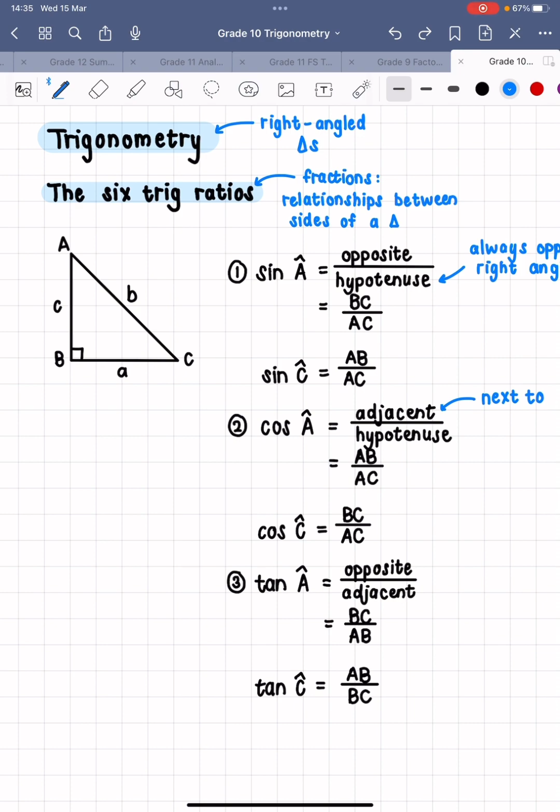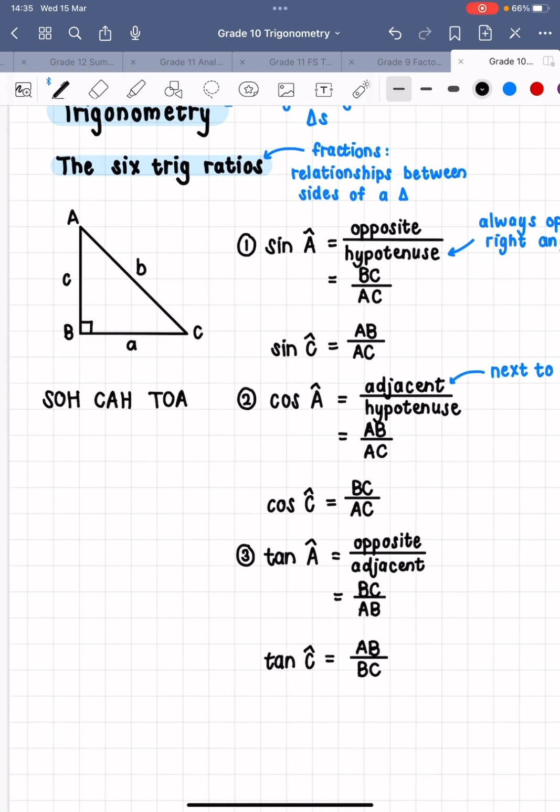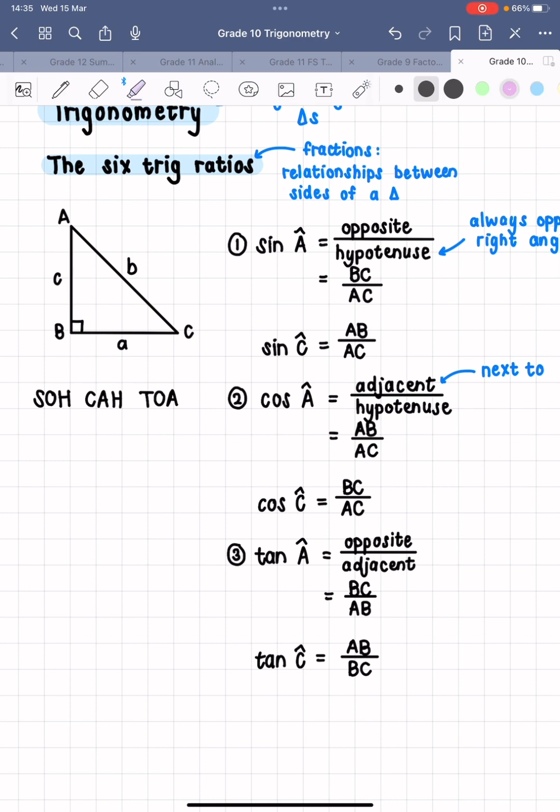Now, guys, there is a little abbreviation kind of thing to remember these three formulas. It is SOHCAHTOA, or SOHCAHTOA, if you want to say it like that, doesn't really matter. So sine is opposite over hypotenuse, cos is adjacent over hypotenuse, and tan is opposite over adjacent. Right? You can use that just as a way of remembering the three formulas.